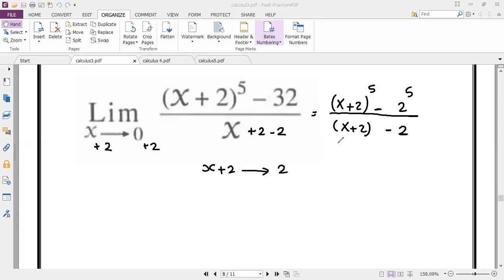Okay, then apply the rule. It's 5 divided by 1, the power divided by the power. Take the number after the negative, then subtract powers. 5 minus 1 is 4. So it will be 5 times 2 to the power of 4, which is 16. 5 times 16 is 80.